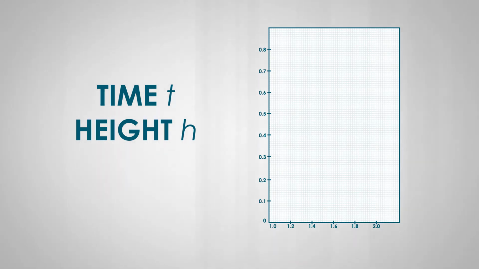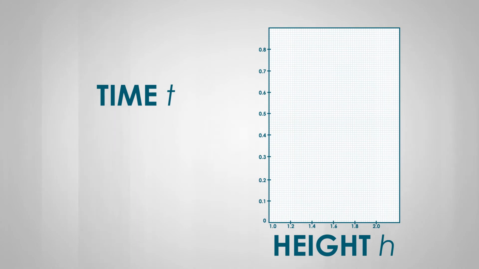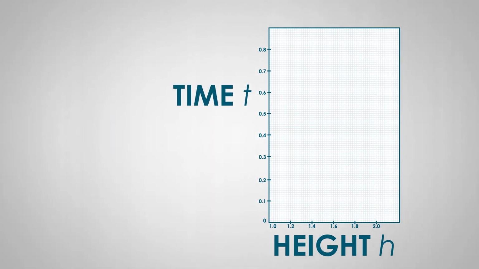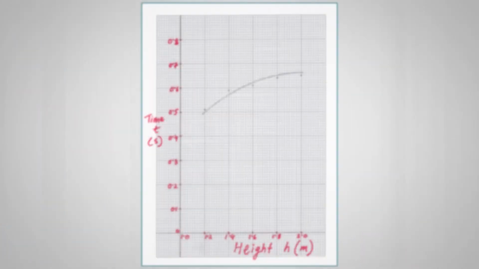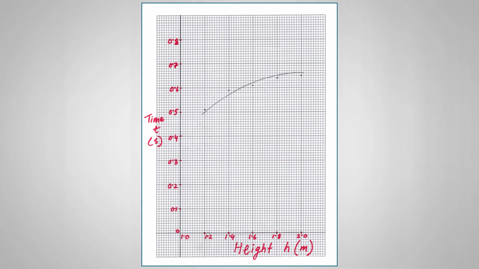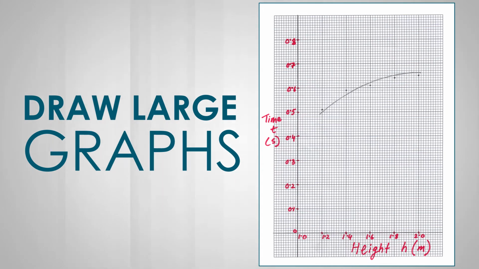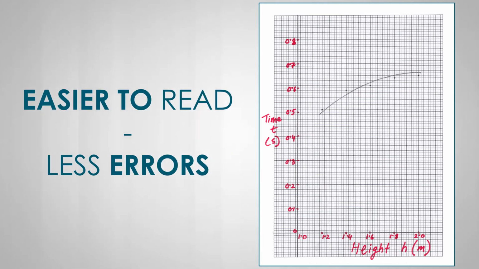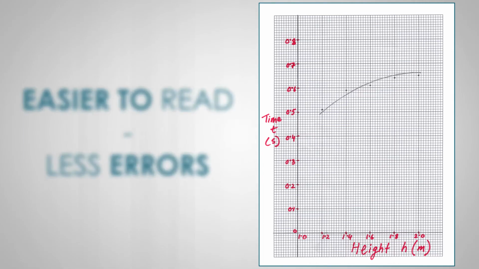In order to understand how the time of fall depends on the height of fall, we will draw a graph where height h will be plotted along the x-axis and time t will be plotted along the y-axis. This is what a hand-drawn graph may look like. When drawing graphs, you should pay attention to the following. Draw a large graph and utilize as much space as possible. Drawing bigger graphs makes them easy to read and results in less errors.